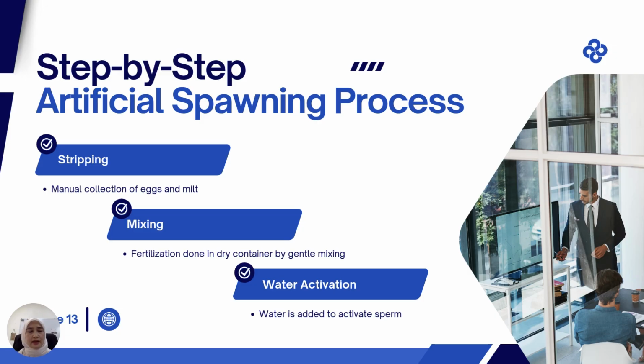Okay, so I repeat again. These are the steps in the artificial spawning process. The first one is stripping manually, collect the eggs and milt, and we mix it. Fertilize them in a dry container by gentle mixing, and we transfer it into water. We do water activation, where we add water to activate sperm.